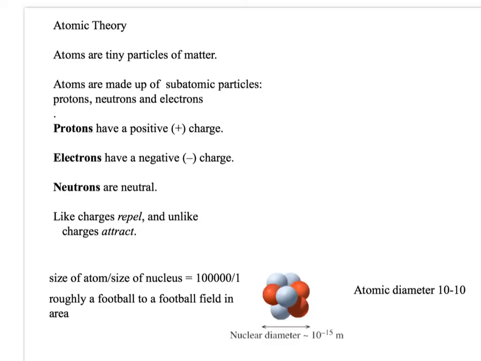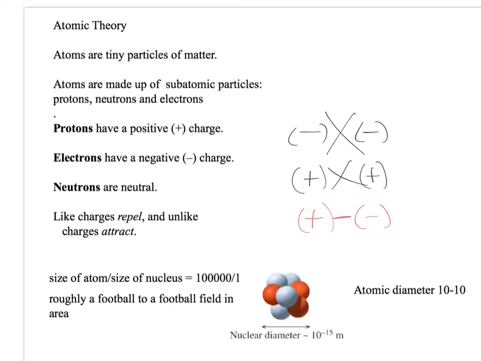As you might expect, like charges repel. So for instance, if I had 2 negative electrons sitting next to each other, they're going to repel each other. 2 positive protons, they would also repel each other. But if I had a positive and a negative, they're going to attract each other. So what does that mean? Well, my protons and my electrons, opposite charge, they're going to attract each other. But as we're going to see in a little bit, they actually sit in different locations.